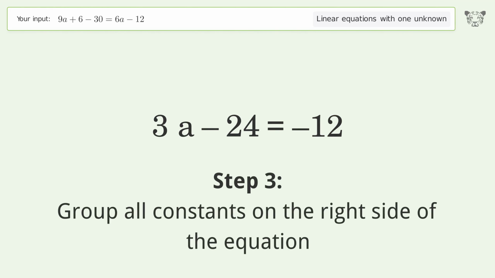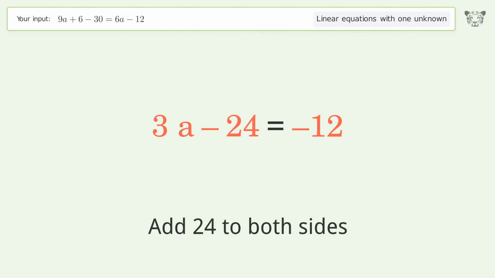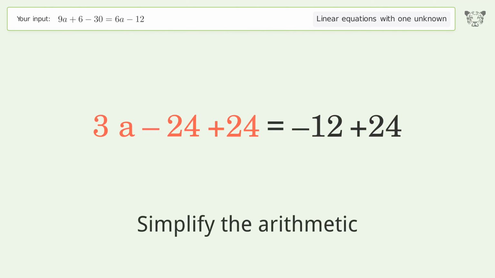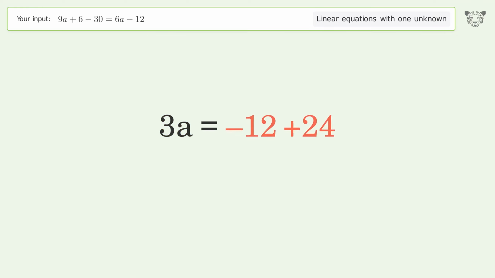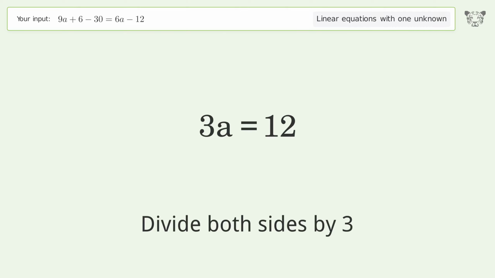Group all constants on the right side of the equation. Add 24 to both sides. Simplify the arithmetic. Isolate the a. Divide both sides by 3.